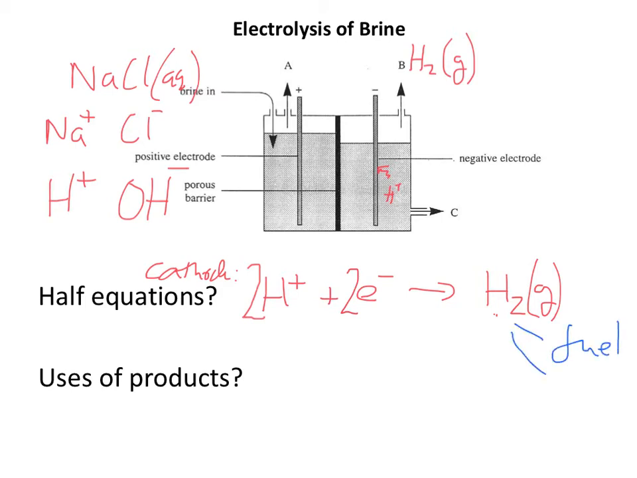Okay, it can also be used to make margarine in an organic chemical reaction. I'm not going into the details of that now, but those are the 2 uses of hydrogen that you need to know.